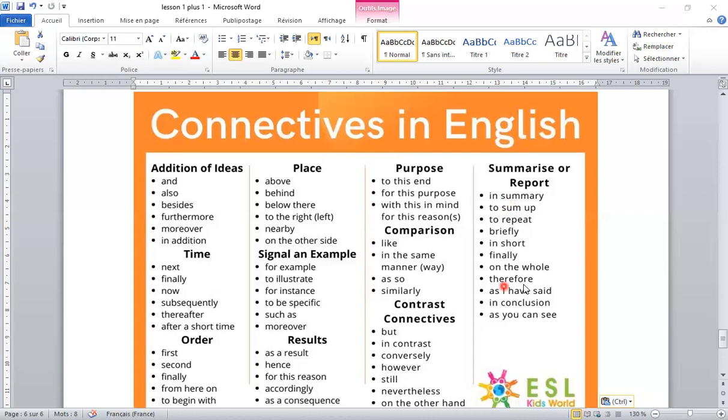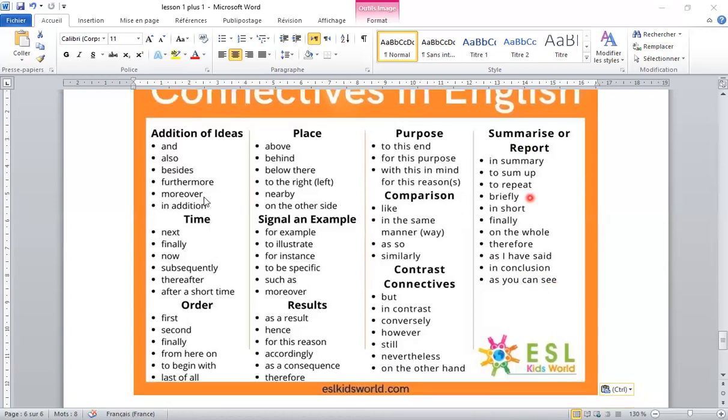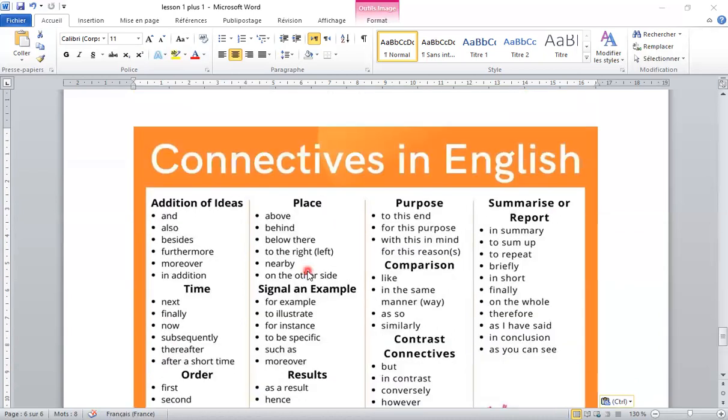On the whole, therefore, as I have said, in conclusion, all these are synonyms, as you can see. In summary means in conclusion. It means briefly. It means in short. So all these terms are connectives to summarize or to report something. You have to be aware of these connectives and use them when you write your paragraphs or essays or any kind of sentence. So these connectives are very important.